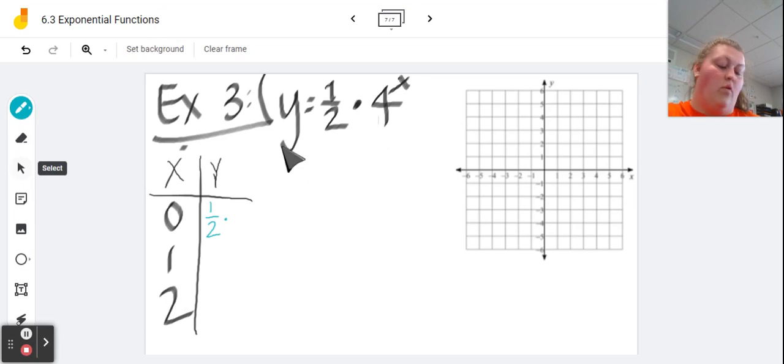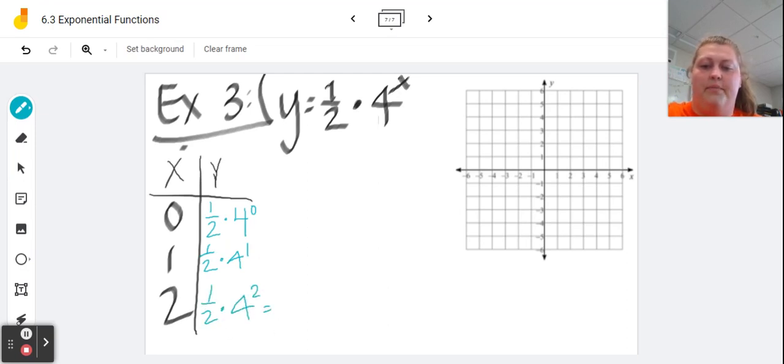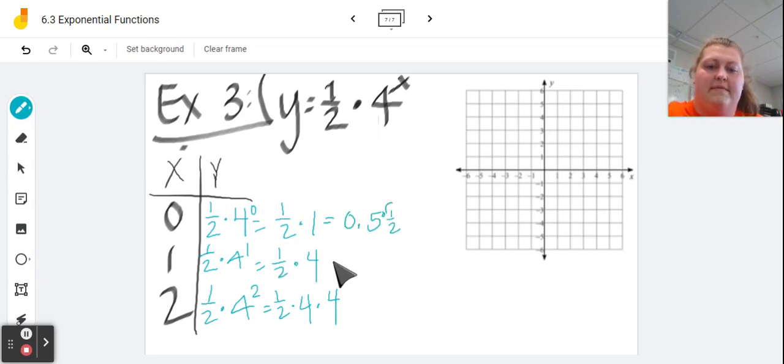1/2 times 4 to the 0 power. Then 1/2 times 4 to the first power, and 1/2 times 4 to the second power. So anything to the 0 power is 1. Then I have 1/2 times 4, and 1/2 times 4 times 4. So 1/2 times 1 gives me 1/2, or 0.5. 1/2 times 4 gives me 2. And 1/2 times 4 is 2, and then 2 times 4 is 8.